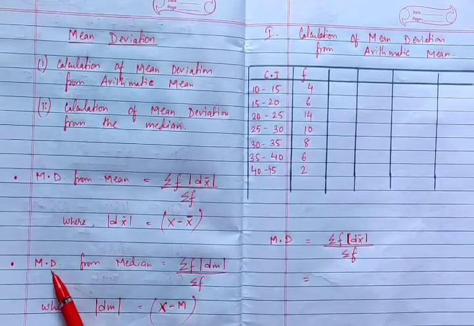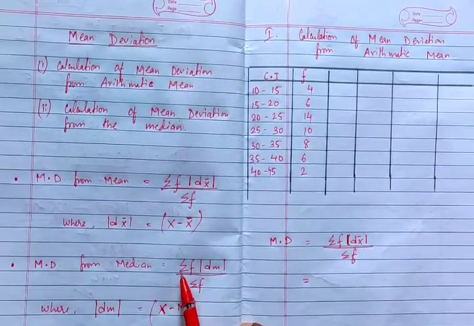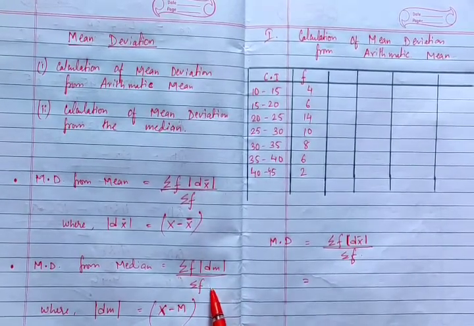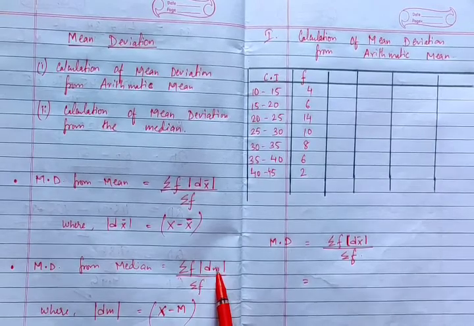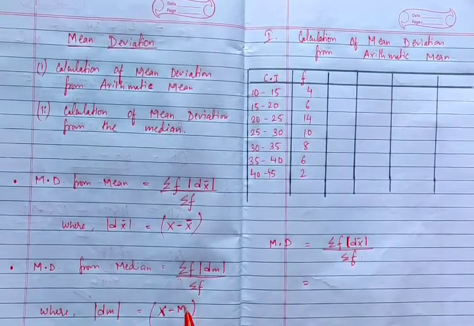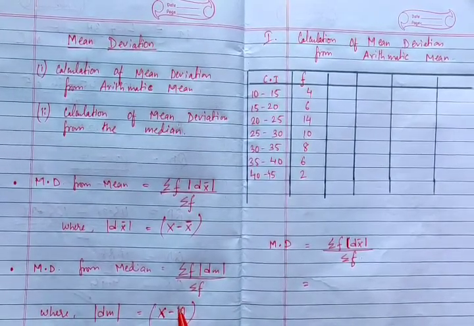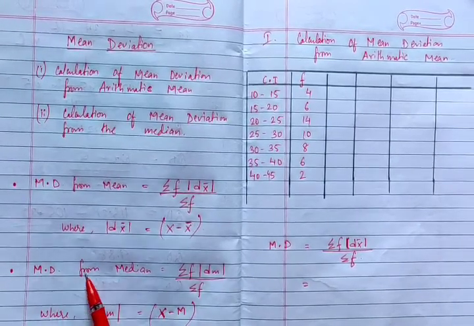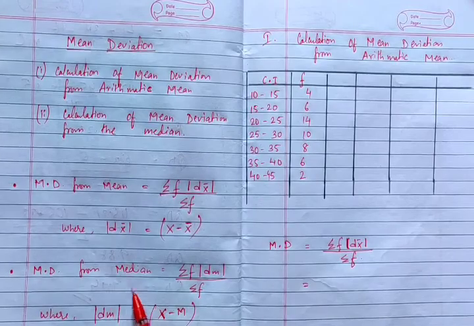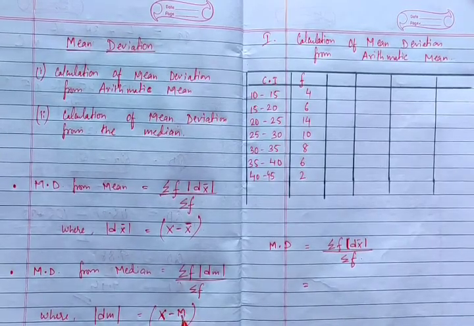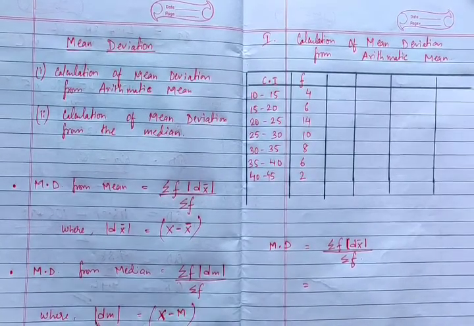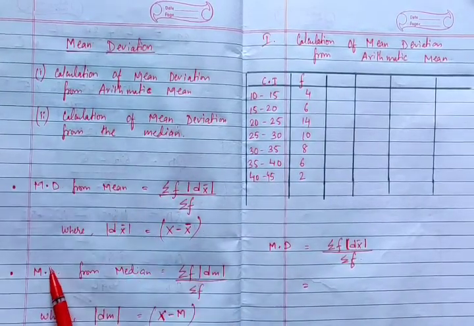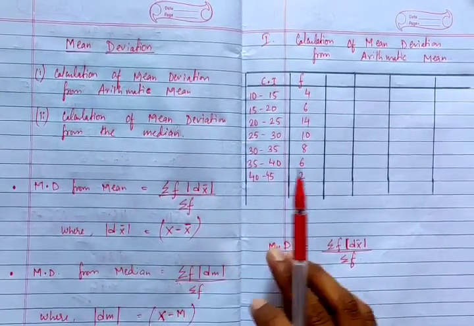And when we calculate mean deviation from median, we use this formula: summation f dm by summation f. For that we have to calculate dm. So dm will be x minus m, where m means median. First we have to calculate median, then only we can find dm. That is the reason it is mean deviation from median. Since median is involved, we calculate median, and from x we deduct median, then we get dm. So we will do questions of both mean deviation from mean and mean deviation from median, so everything will be clear to you.